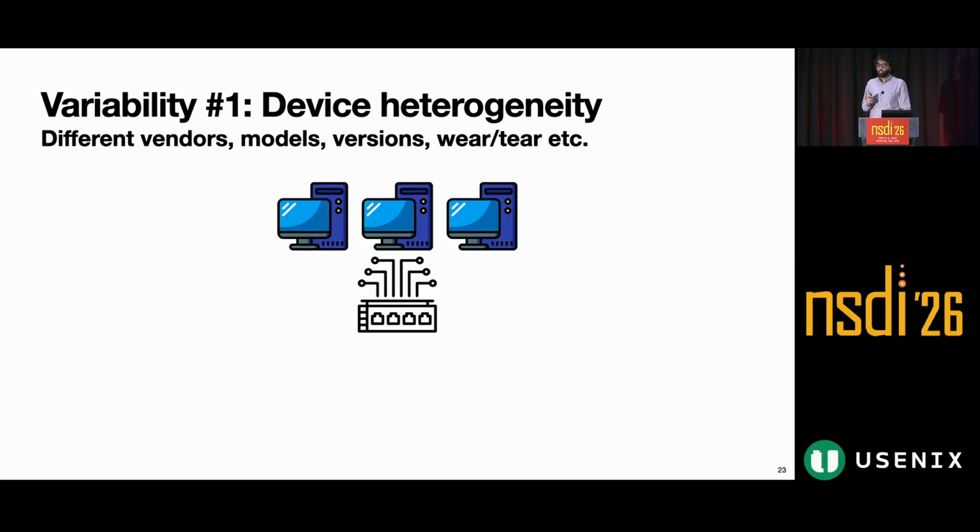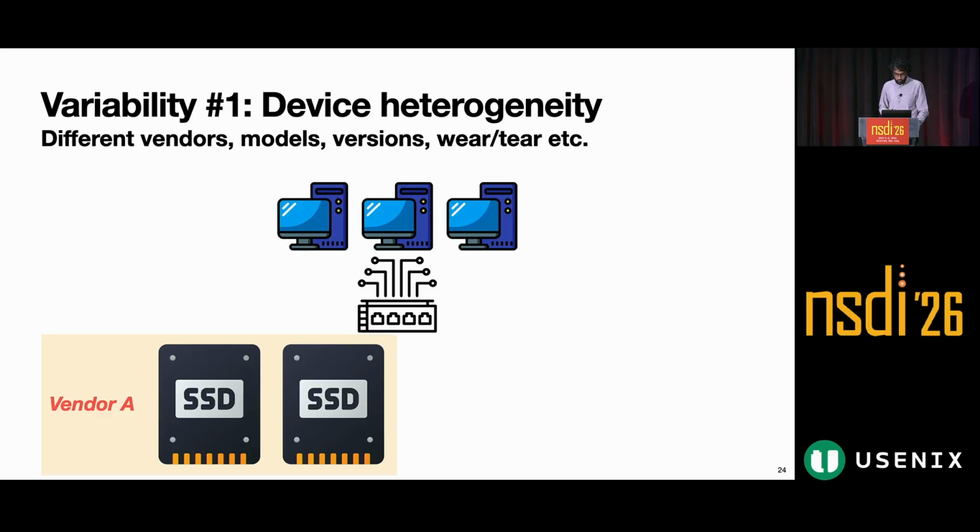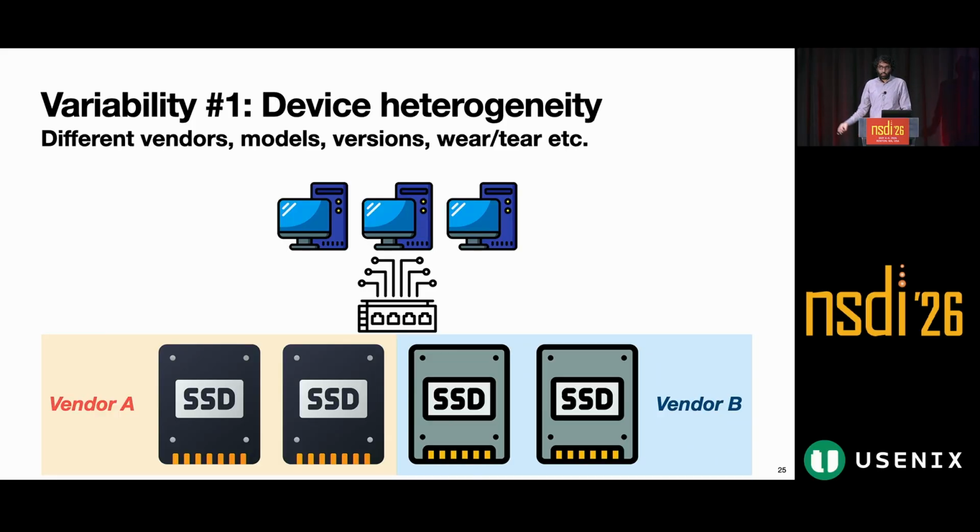So what is device heterogeneity? This can refer to different SSDs coming from different vendors, different models, different firmware versions, and even identical SSDs that start to behave very differently over time because of different load patterns and different wear and tear conditions. So imagine in your cluster, let's say you have half the SSDs from vendor A, the other half from vendor B. And even within these subsets, these SSDs might start looking differently over time in terms of their performance profiles.